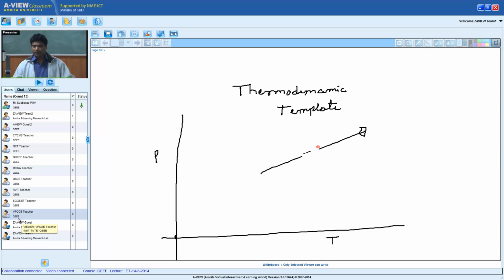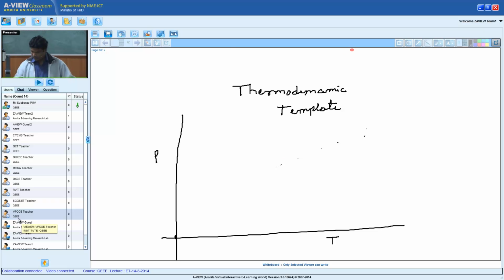Okay, this is what I was explaining to you in the class. You will understand on the template now the origin of thermodynamics also.